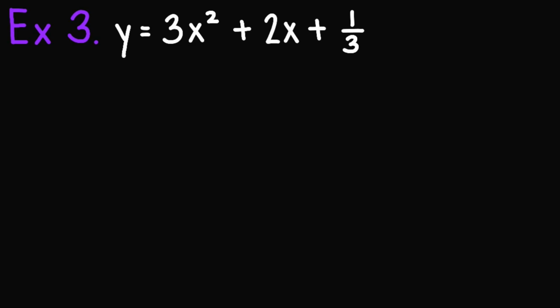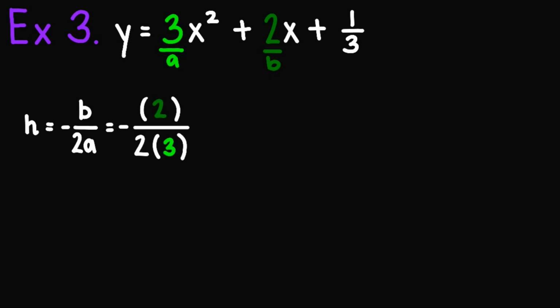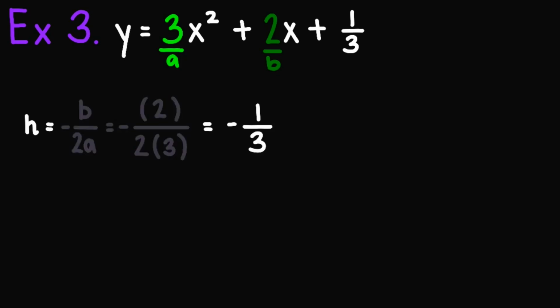So take note that in here, 3 refers to a, while 2 refers to b. So we can now obtain h, which is given by negative b over 2a. Plugging in a and b, we'll have negative 2 over 2 times 3. We can divide the 2's out here, and we'll be left with negative 1/3. This is the value of our h.